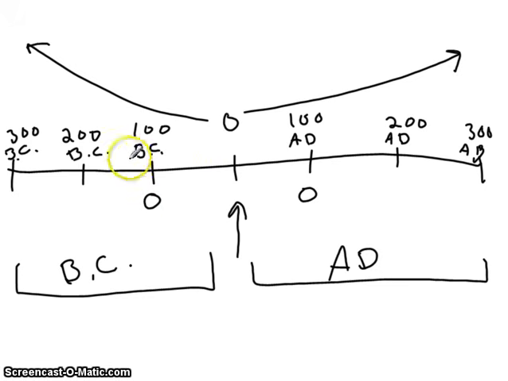BCs always happen before ADs. So if you're looking at a date, 300 BC happened before 100 BC. However, if you look at ADs, 100 AD happens before 300. So they're kind of reverse.